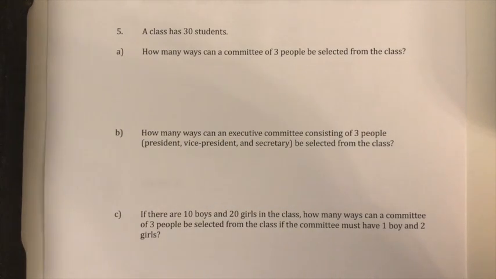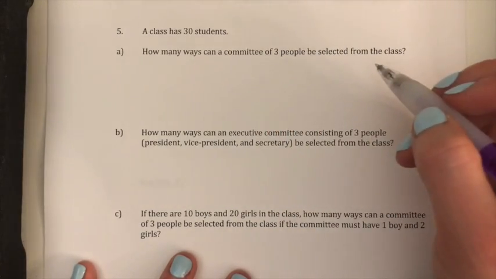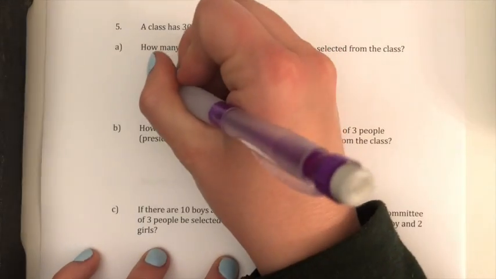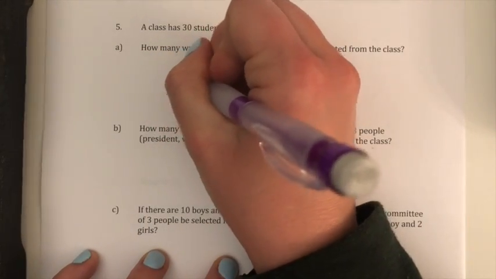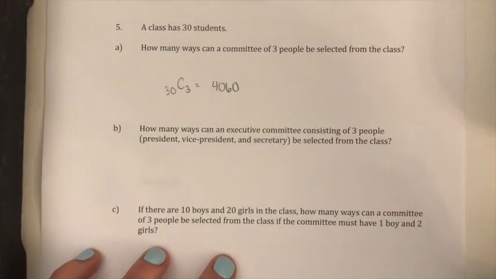If we talk about a class with 30 students, we want to say how many ways can a committee of 3 people be selected from the class? Okay, so again, order doesn't matter. It doesn't matter who gets picked first. It just matters that you get picked if you want to be on this committee. So this is going to be 30 choose 3. And if I enter that into my calculator, I would get 4,060.